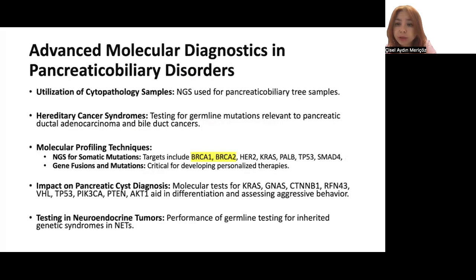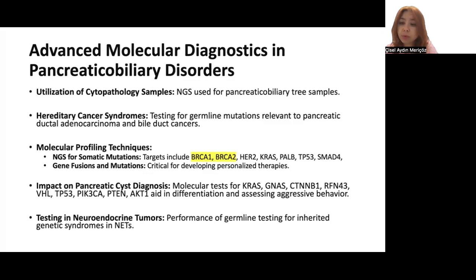In the domain of pancreatobiliary disorders, our utilization of cytopathology samples plays a pivotal role in advanced diagnostics. By integrating immunohistochemistry and next-generation sequencing, we delve into the genetic landscape of diseases, particularly pinpointing germline mutations associated with pancreatic and bile duct cancer. Our techniques extend to identifying crucial somatic mutations and gene defects that drive personalized therapy, including those in mismatch repair genes and BRCA1 or BRCA2.